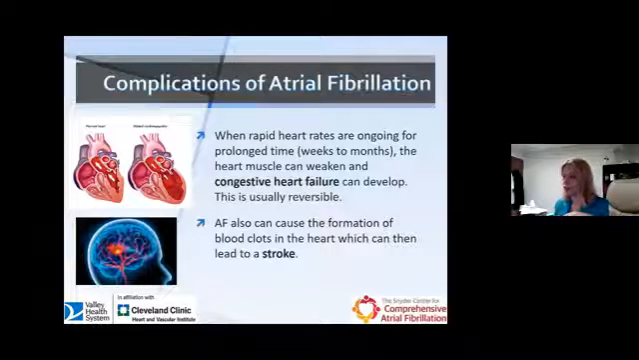Another serious complication of atrial fibrillation is a stroke. This happens when the upper chambers are in atrial fibrillation for a long time, and instead of the blood being pushed in an organized fashion to the bottom chambers, when the upper chamber beats very irregularly, the blood can stagnate and little clots can form, and if they break off, they can go to the brain and cause a stroke.